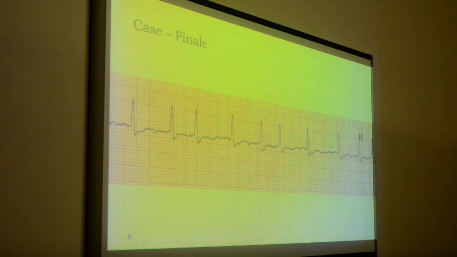A wide QRS? No. Three? One, two, three. It's not that wide. What lead is this? Okay, wait. Someone said atrial flutter here. Okay, thank you very much.